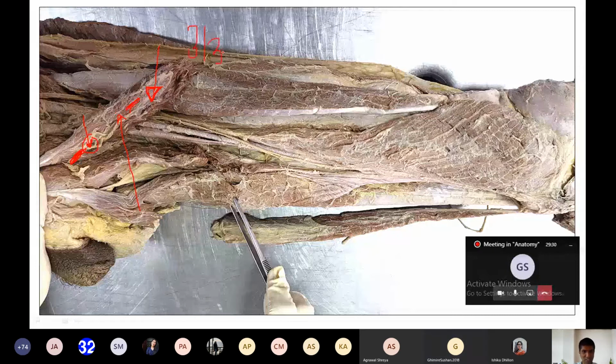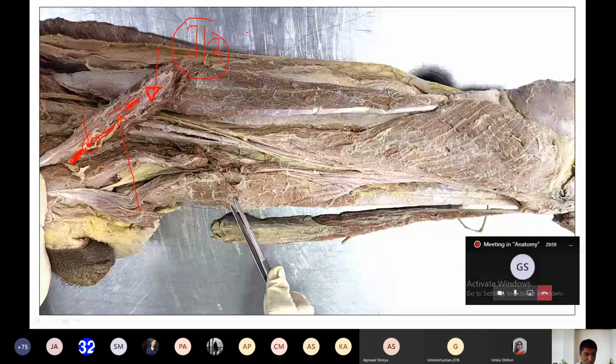Very nice point. Yes. So this is the adductor longus supplied by the obturator nerve, anterior division, and the root value of the obturator nerve is L2, L3, and L4. If you write ventral rami of L2, L3, L4, that will be better than just writing L2, L3, L4. Okay, so now you can do this muscle.